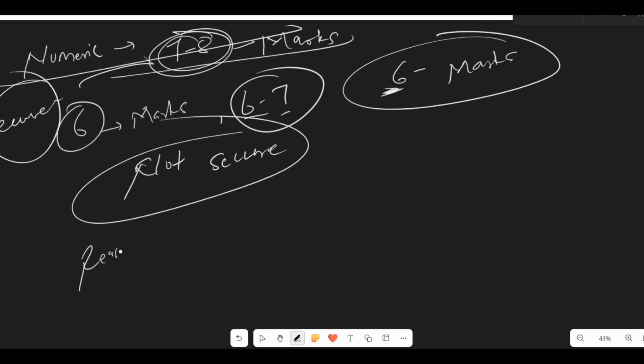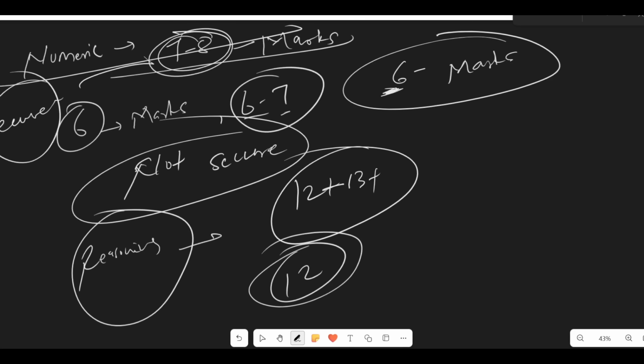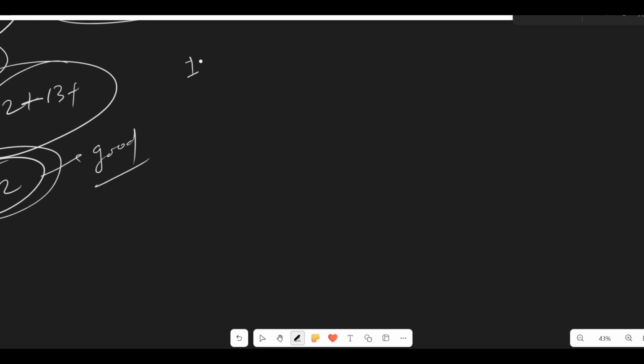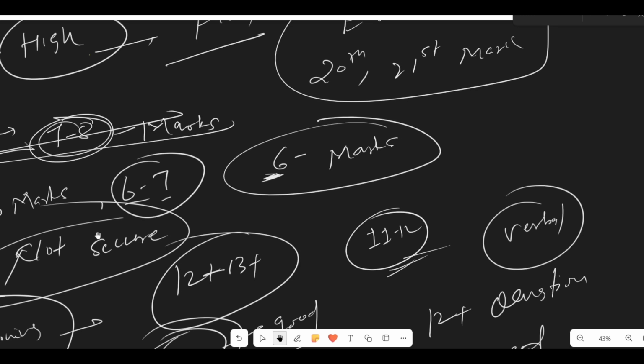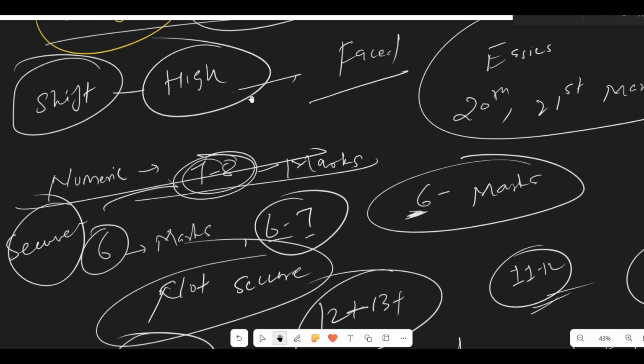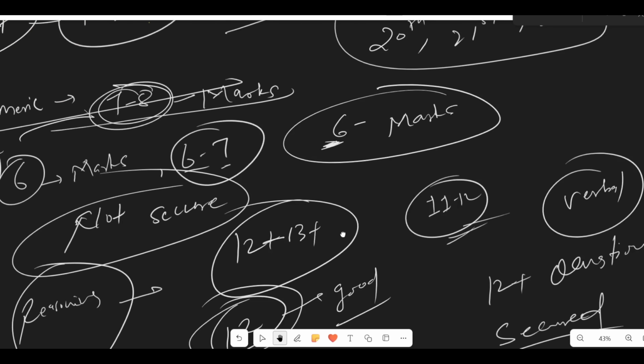For reasoning, it is almost the same. Around 12 to 13 plus will be a good score, and around 12 questions will be a very good, secured score in reasoning. Even if you have done 11 or 12 questions, that's a very good score. For verbal, if you have done 12 plus questions, that will be a secured score. Only the cutoff for numerical will be a little bit high. For reasoning, it can be a little bit high, because this was the easiest shift among all. This is the little bit of change.